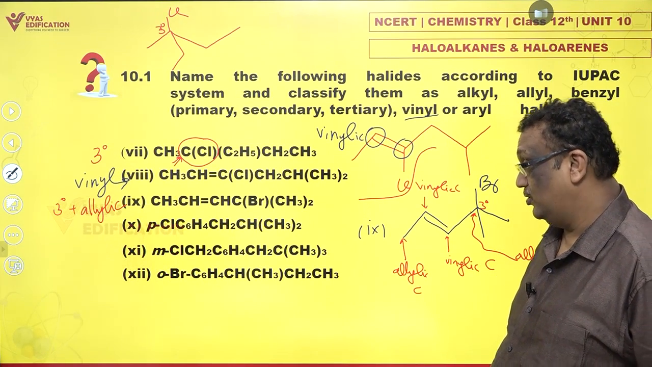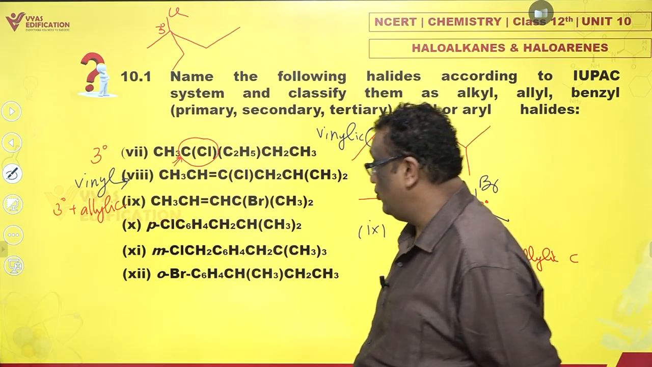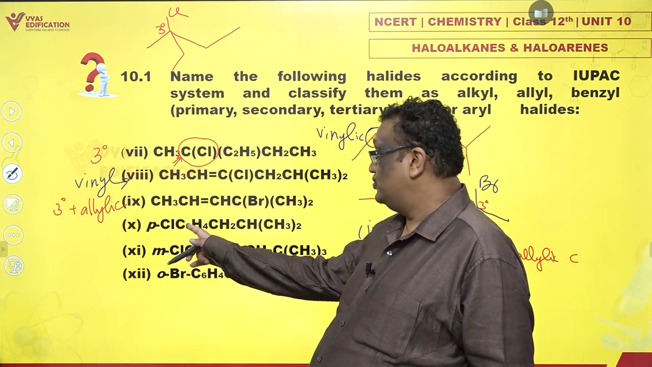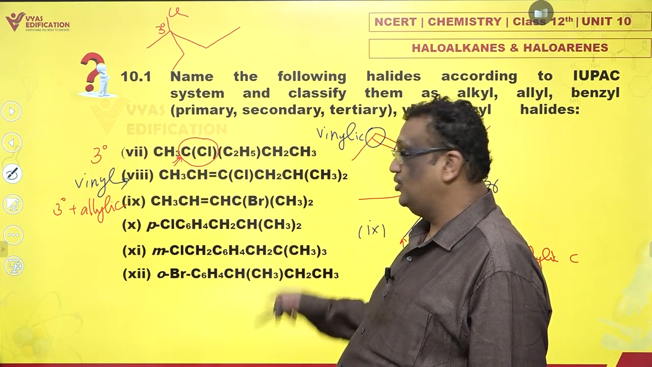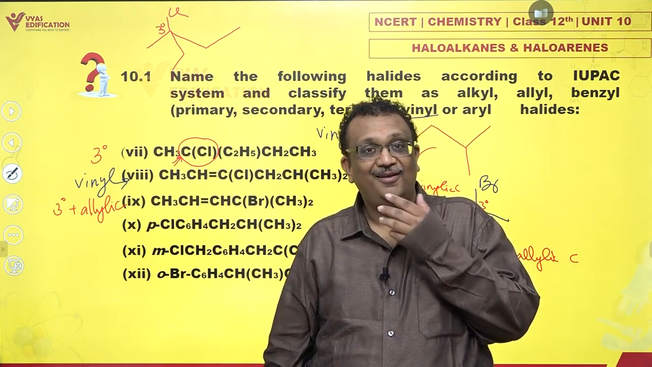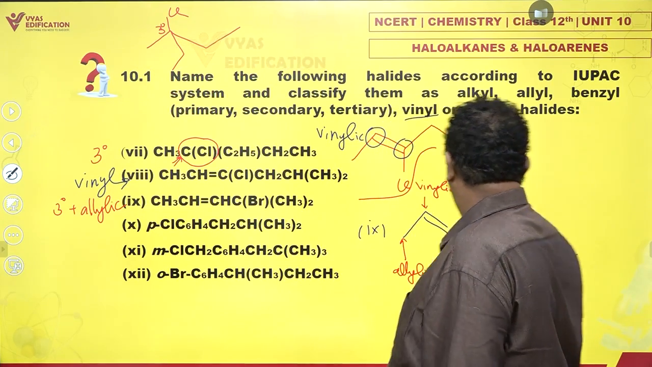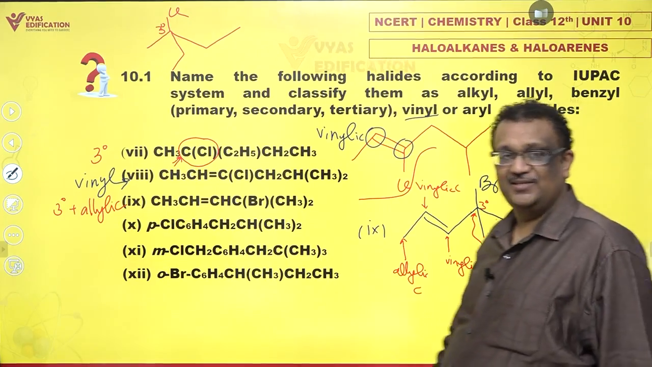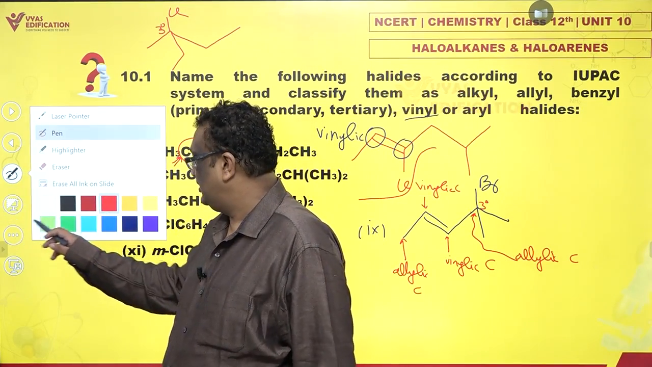Do we have more things? Of course, we have more. We have 10th, 11th and 12th. We have para-chloro C6H4 CH2 CH CH3 hold twice. Oh my God, what is that? Let us take a look. We need some clean space. I'll just erase a few solutions so that we have that clean space.